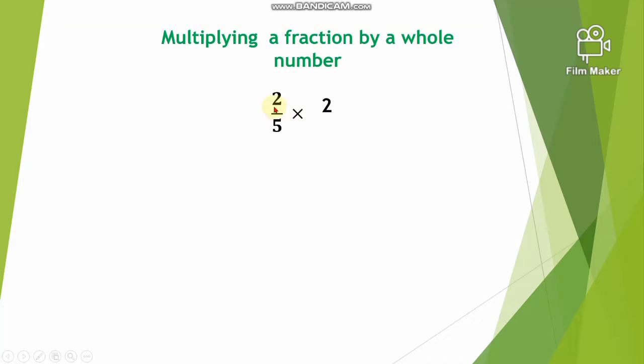When you are multiplying these types of numbers, we have to multiply the numerator by the whole number. According to this question, the whole number is 2 and the numerator is also 2. If you multiply 2 by 2, what will you get? Yes, it's 4. So the answer is 4 over 5. It's pretty easy, isn't it?